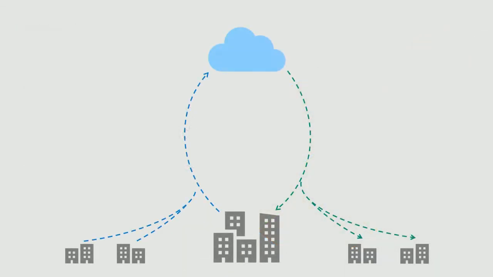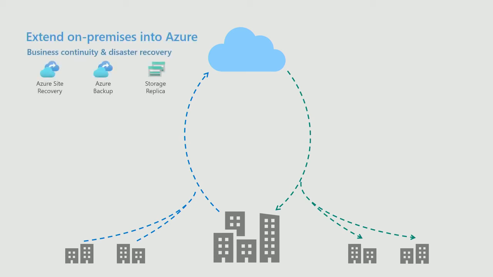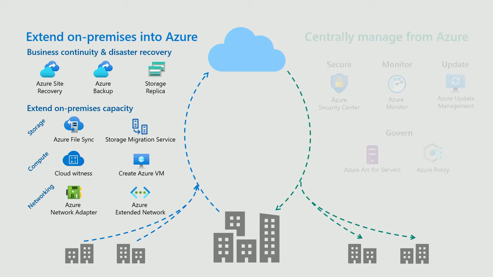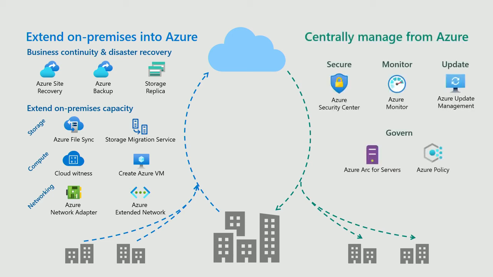So for hybrid integration for your on-prem management, we think about it in 3 different areas. First is using Azure to provide business continuity and disaster recovery by backing up and replicating to Azure. Second is using Azure as your secondary data center that you can expand and shrink. It's very flexible to meet your needs for compute, storage, and networking. And the last is leverage the power of Azure, the cloud, to make managing your on-prem servers easier for security, monitoring, updates, and governance.